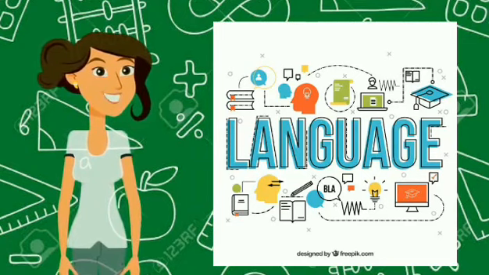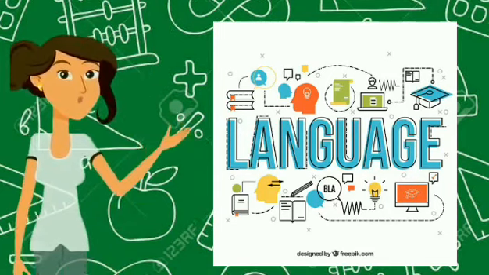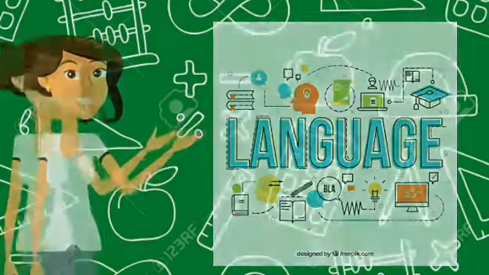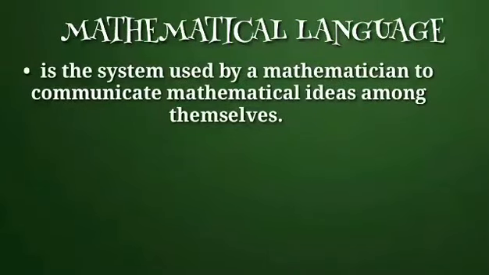Mathematics has its own language, which makes it easy to express its thoughts. We use math in our everyday life, for example, budgeting your allowance for a week and determining time. So what is mathematical language? Mathematical language is the system used by mathematicians to communicate mathematical ideas among themselves.